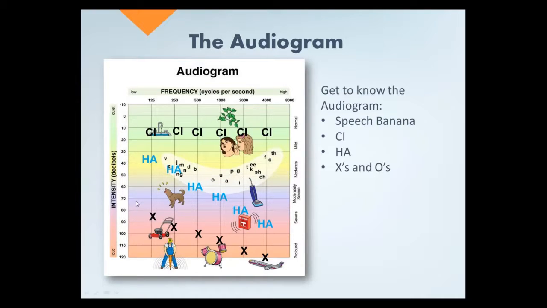Down here at the bottom, you will see the X's across, and those represent the left ear, and that would be without any amplification. So that would be without a hearing aid or an implant. Then you see HA, that would be with a hearing aid. And then you see CI, which shows if they have a cochlear implant. So again, we would want a child to have access to all the sounds in the speech banana using amplification, either a hearing aid or a cochlear implant.